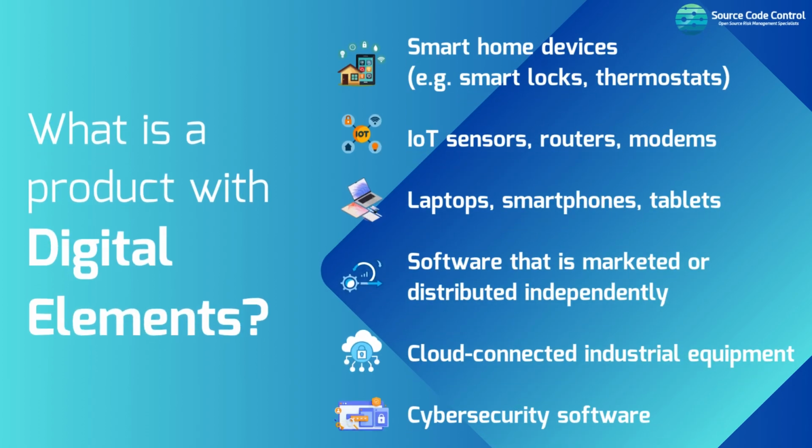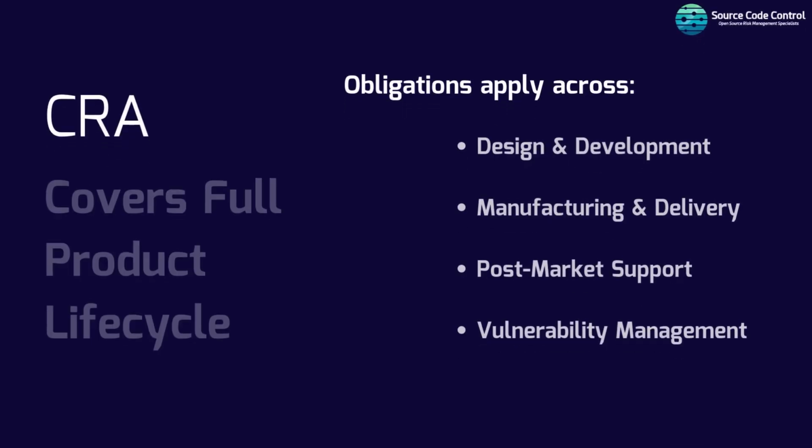What is a product with digital elements? Let's look at a few examples: a smart thermostat or security camera, a connected printer, router, or smart TV, a desktop or server operating system, a mobile app that's marketed to consumers, a VPN or firewall used in corporate networks. Even if the product isn't sold directly to consumers, if it includes software and could pose a cybersecurity threat, it's likely in scope.